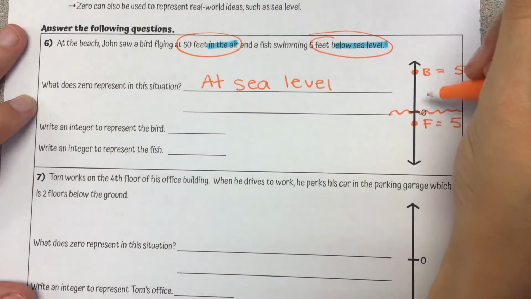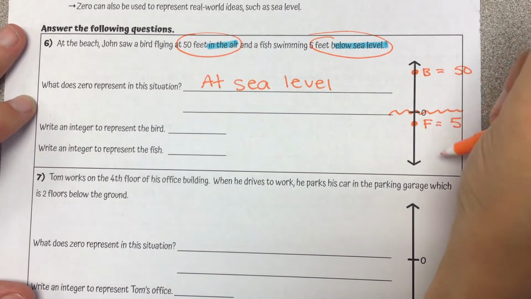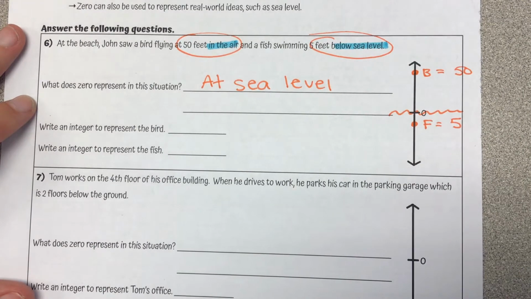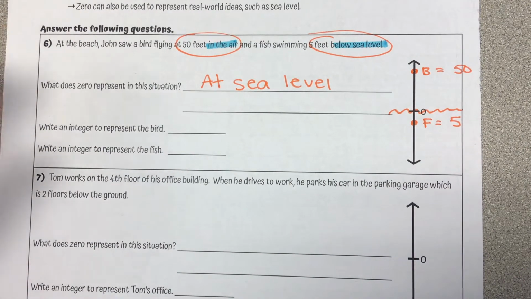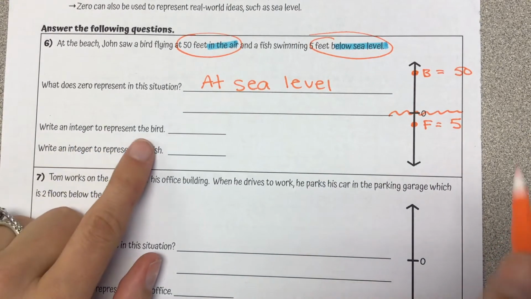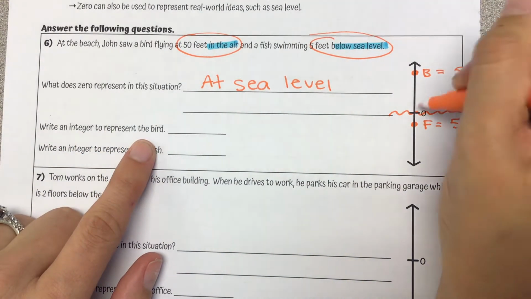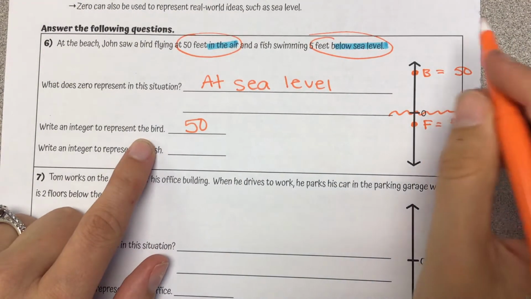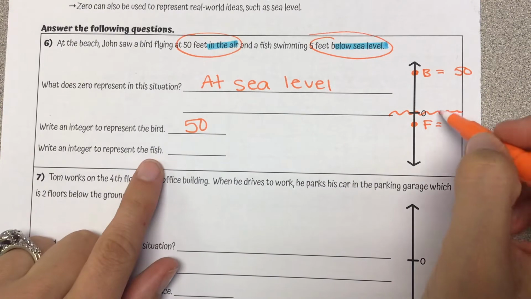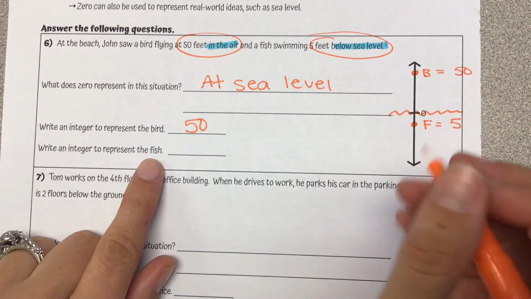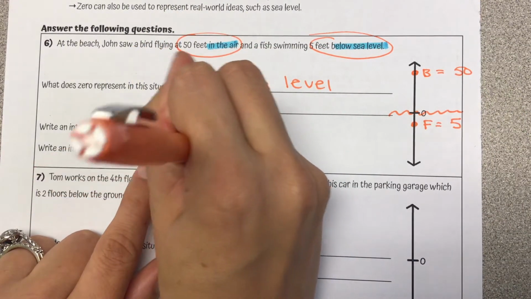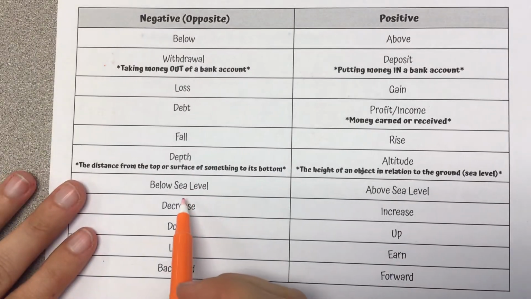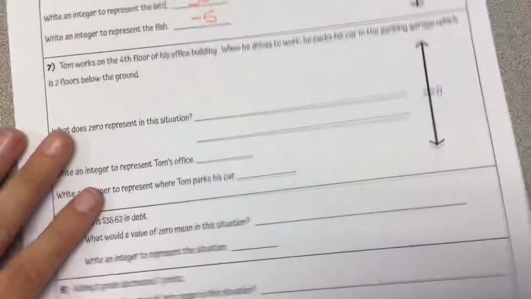That is our middle ground. We have things that are up above in the air. We have things that are below the sea level, below the water level. So what integer would represent the bird? Well, the bird is above the water at positive 50. It's in the air. Up means positive. The fish is below the sea level, so below means negative values. And again, if we looked on the chart, we would see below sea level is on our negative side.